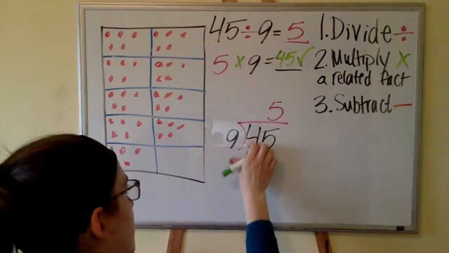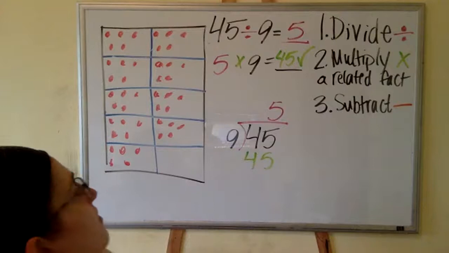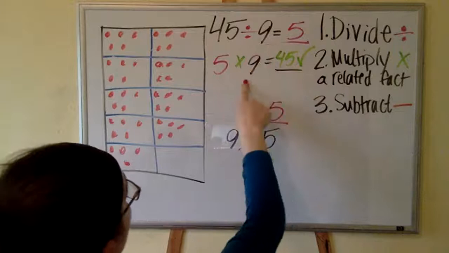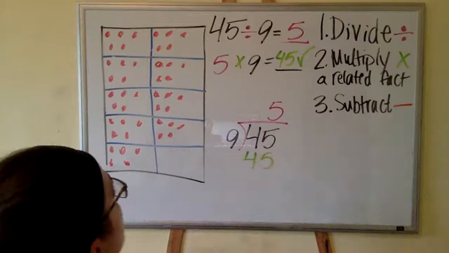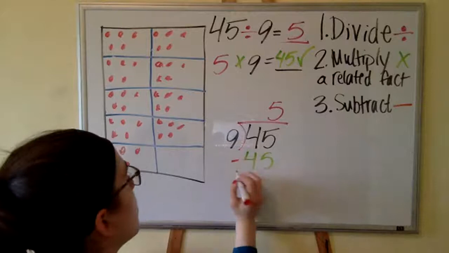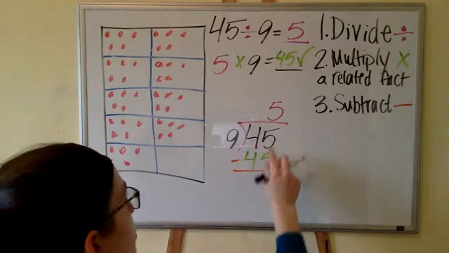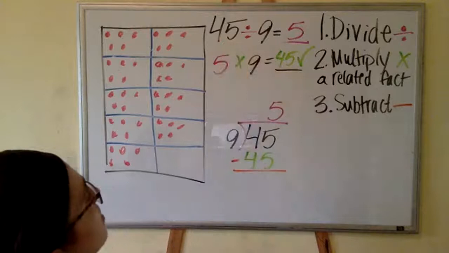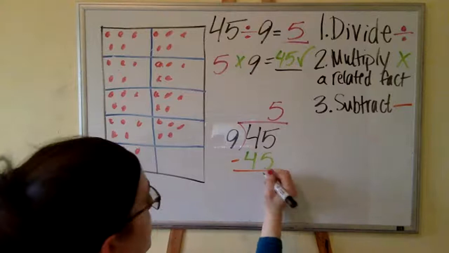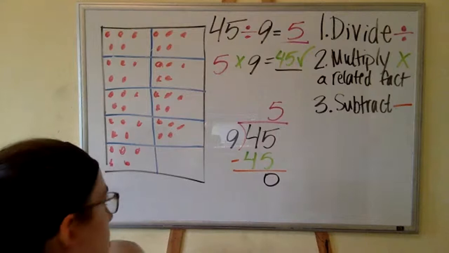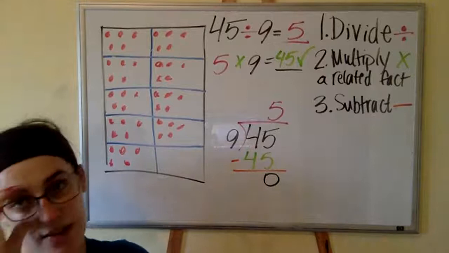And what are we going to do with it next? We have divided. We found 45 divided by 9 was 5. We checked that answer with a related fact. Now we need to double check and make sure we've used everything that we can. So next we're going to subtract. We're going to subtract our product from our checked answer from the total we started with. 45 minus 45 gives us 0. So were we able to equally divide 45 marbles amongst 9 friends? We were. No leftovers.